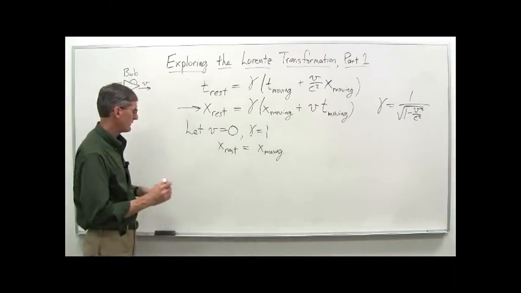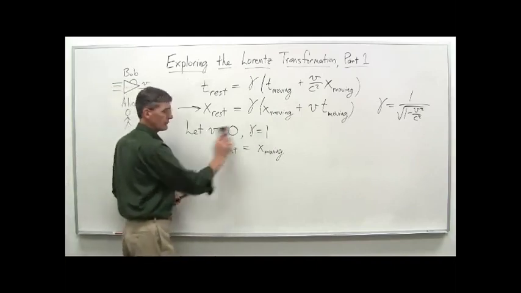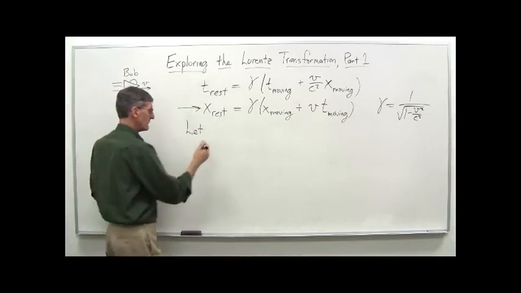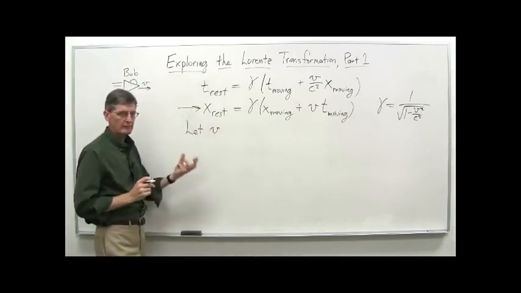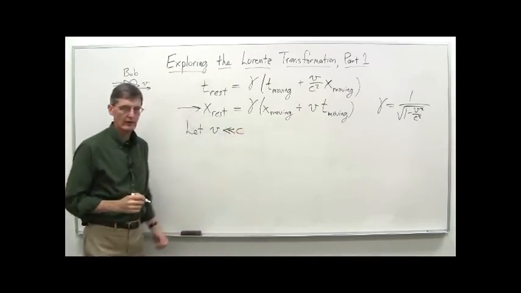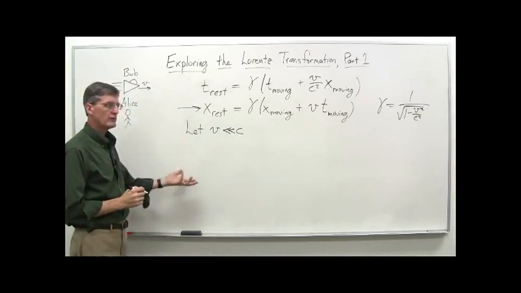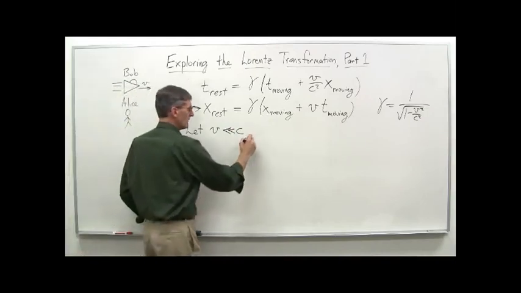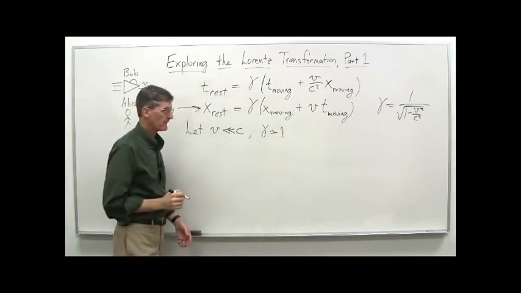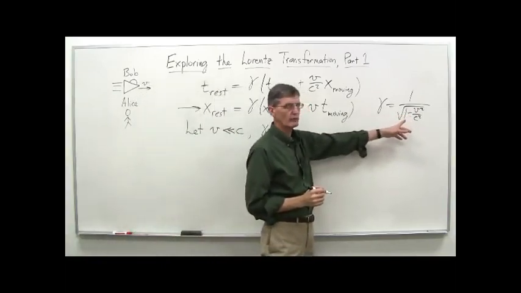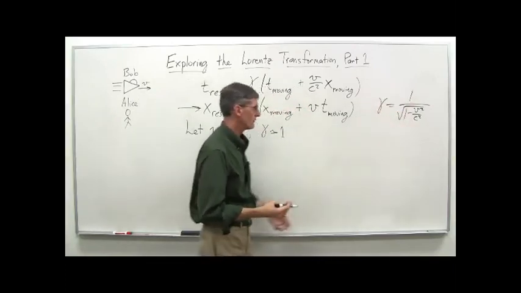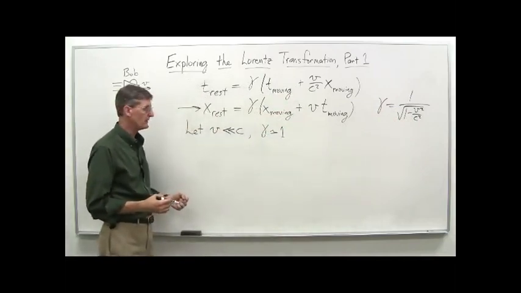So that was our first test case, and that made sense. Now let's not let v be equal to 0, but let's make it really small compared to the speed of light, sort of an everyday type of velocity. If v is much less than c, then gamma is approximately equal to 1. This is essentially 1 minus something pretty close to 0, and 1 divided by the square root of something pretty close to 1 is going to equal 1. So gamma is approximately equal to 1.